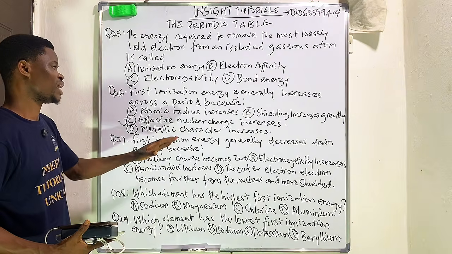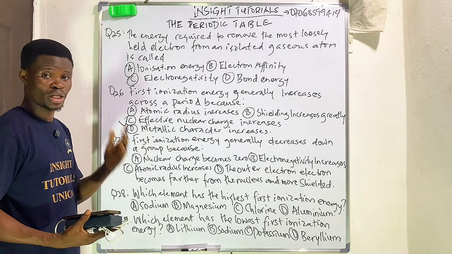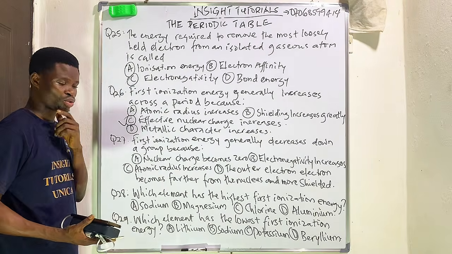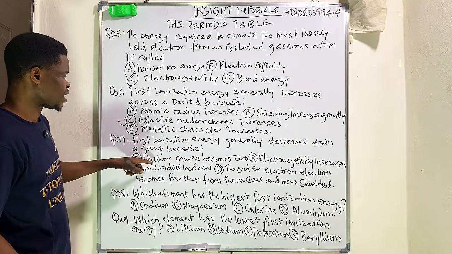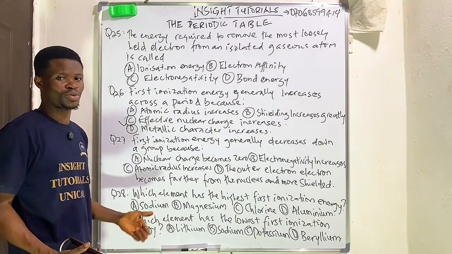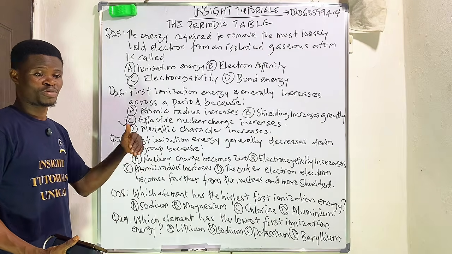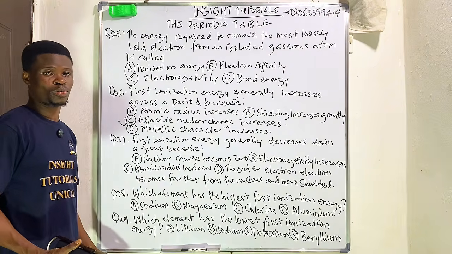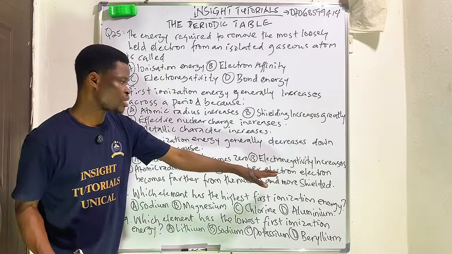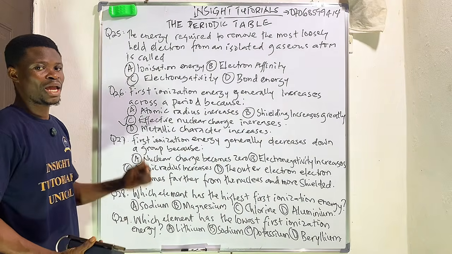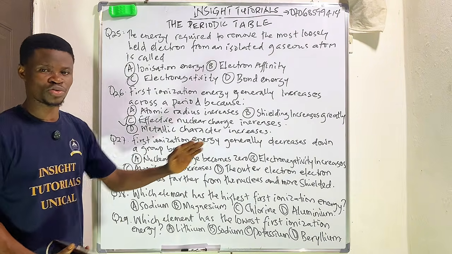Now, remember that first ionization energy decreases down the group. It's across the period that first ionization energy increases. They say down the group that nuclear charge becomes 0. That's not true. Down the group, especially in group 1 elements, there is a +1 charge. So it's not 0. B says electronegativity increases. Electronegativity does not increase down the group. It only increases across the period.